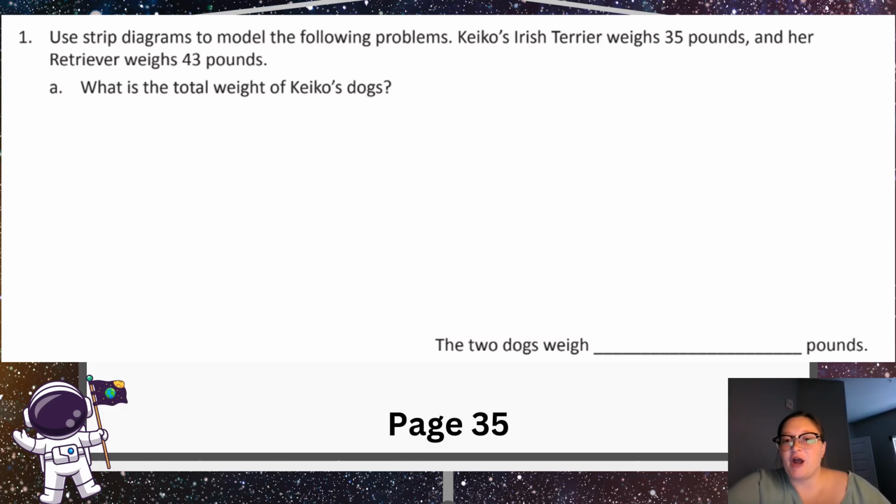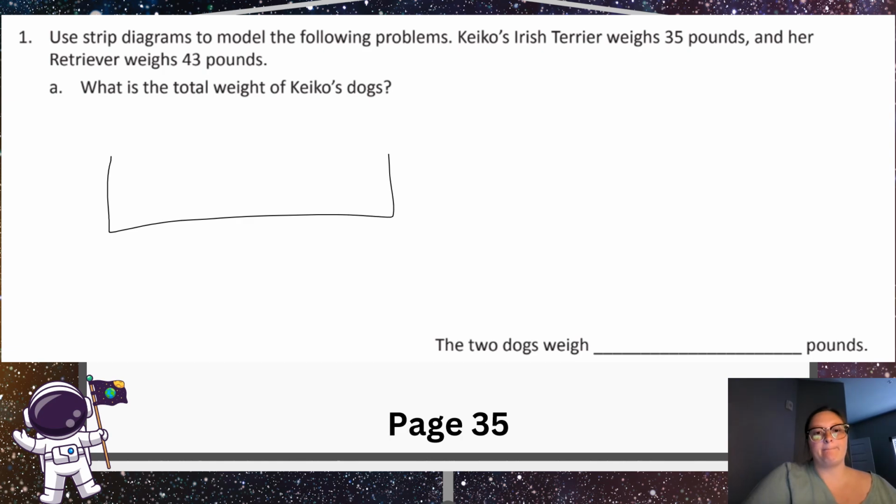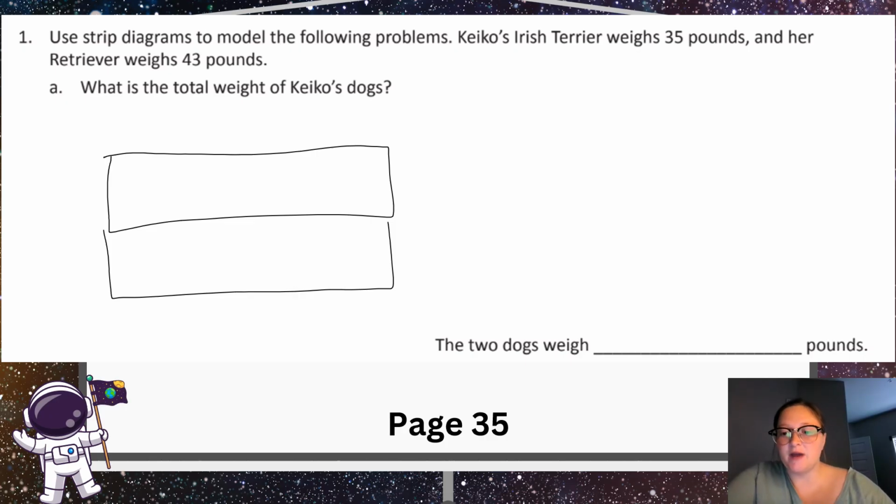Kiko's Irish Terrier weighs 35 pounds and her retriever weighs 43 pounds. A. What is the total weight of Kiko's dogs? Let's go ahead and draw a strip diagram. How many parts do we have? That's right, we have 2 parts.